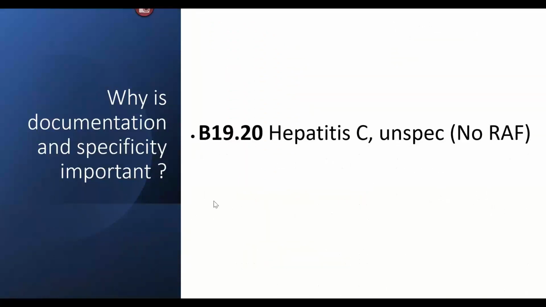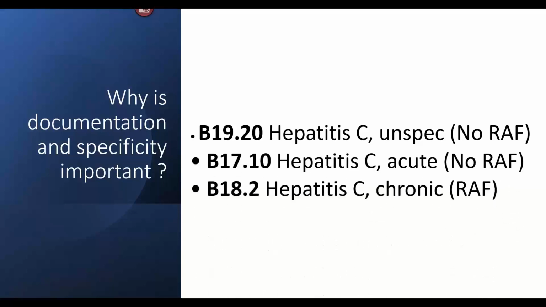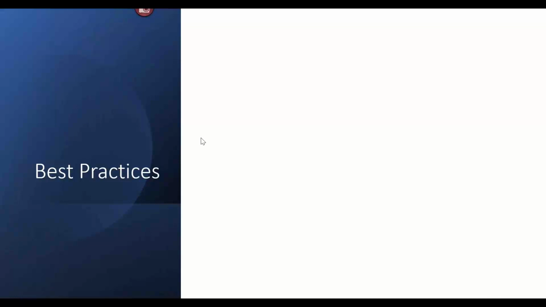Why is documentation and specificity so important? Well, let's look at hepatitis. Hepatitis C unspecified, you're going to get no RAF. It's not very specific. Hepatitis C that's acute, that's considered a self-limited disease, and that's not going to get you any RAF. Hepatitis chronic, though, is going to get you a RAF score. This looks like you did a pretty good job of coding. Diabetes with diabetic retinopathy, macular edema, macular degeneration, congestive heart failure, obesity. You get a 0 RAF. Why? Because these diagnoses are not specific, and I'll show you why in a couple minutes.